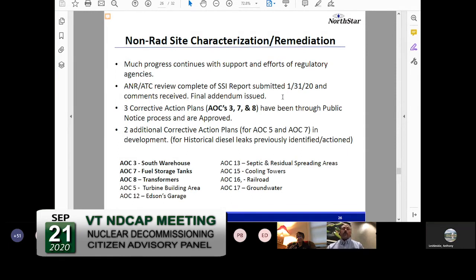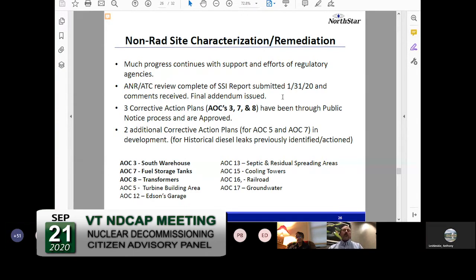We made quite a bit of progress with our state agency counterparts. The Agency of Natural Resources and their consultants have reviewed our reports, which were submitted at the beginning of the year. All the comments have been received and adjustments have been made. The final addendum has been issued.